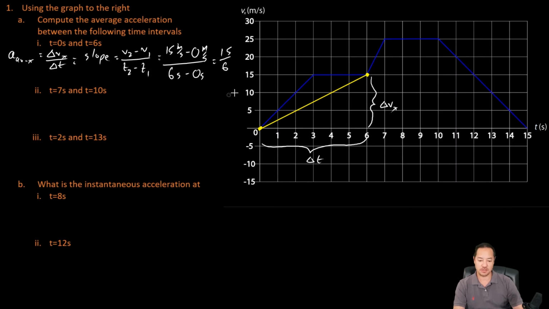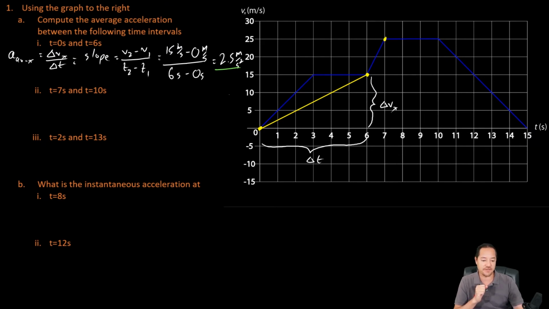Okay, so let's write this as 2.5 meters per second squared. That's going to be our final answer here for the average acceleration between t equals 0 and t equals 6 seconds. Okay, so let's try another one here for t equals 7 and 10.